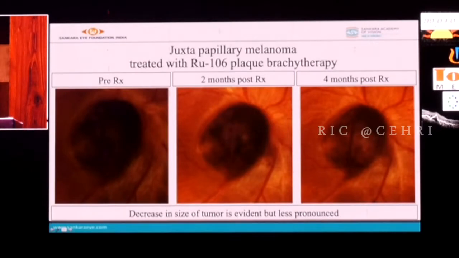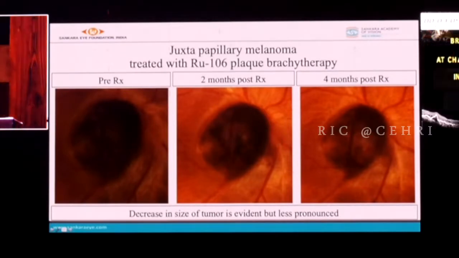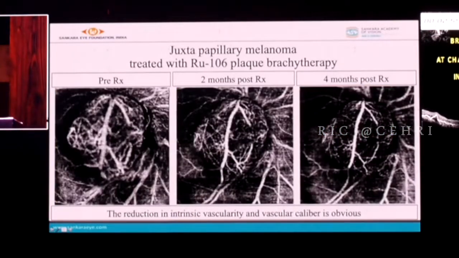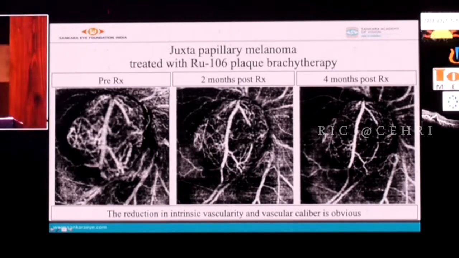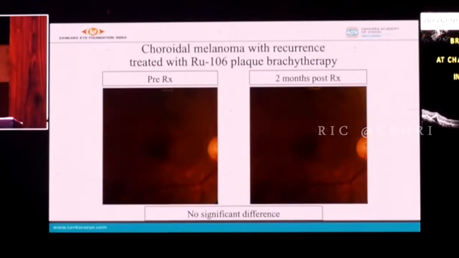So here we have a patient who had brachytherapy, and there seems to be a little decrease in the size of the lesion, but are we really sure if the brachytherapy is working? You can do an OCTA, and you can see the caliber of the vessels and the density of the vessels decreases post-radiation. So this will give us a clue that you put the plaque in the correct place, and the tumor is possibly on its way to regression.